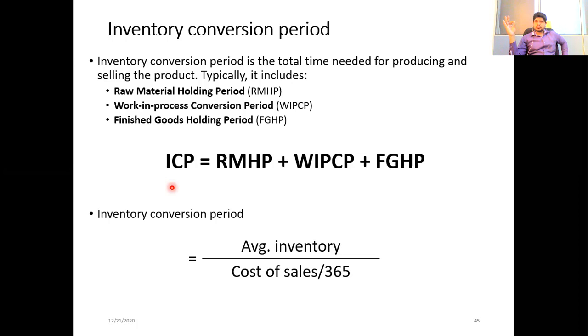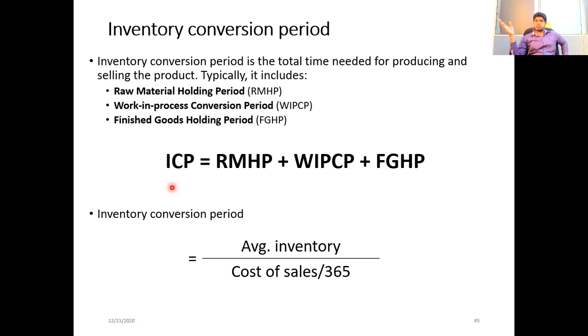These are very important. So inventory conversion period equals average inventory. On the top we have to put average inventory, divided by cost of sales. Then again we multiply by 365 days. 365 days gives the inventory conversion period.